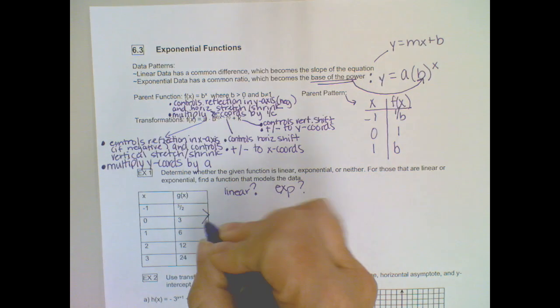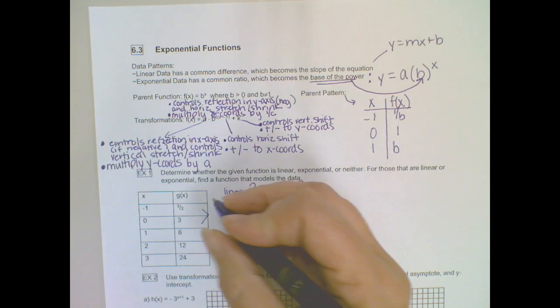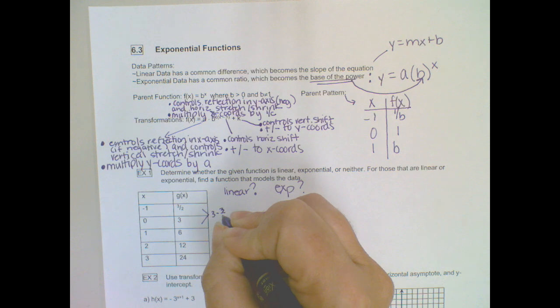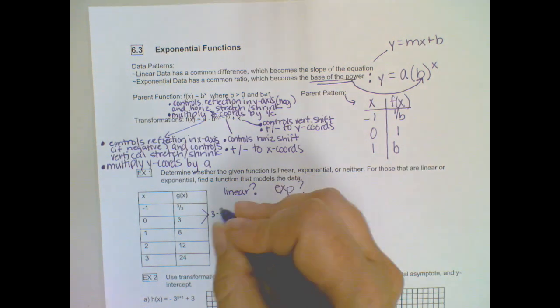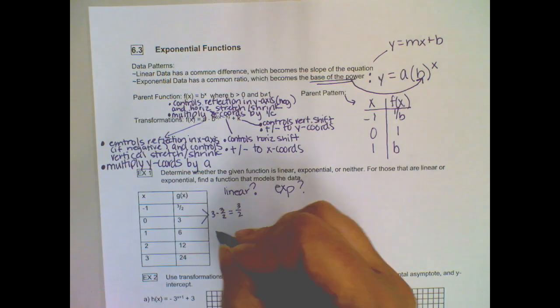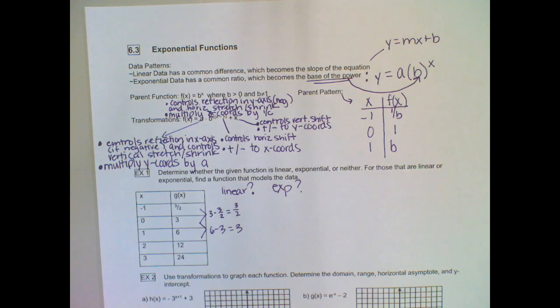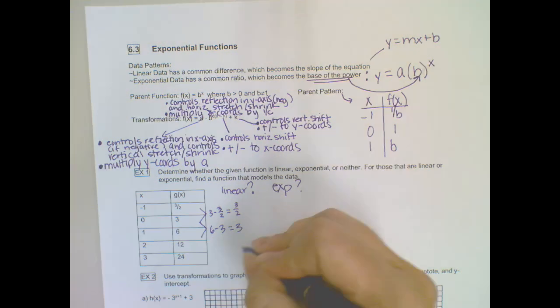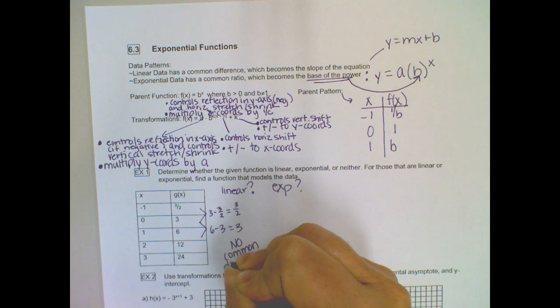So here, if I look for the gap here, I'm doing 3 minus 3 halves. So 3 minus 3 halves, that's 3 minus 1.5, which is 1.5. So that difference is 3 halves. When I go to the next set, I'm doing 6 minus 3, which is 3. So I already do not have a common difference, which means I don't need to keep testing it. So this is a no, because there's no common difference.